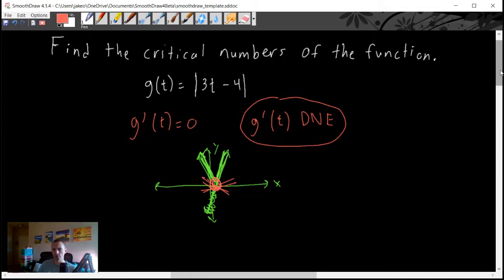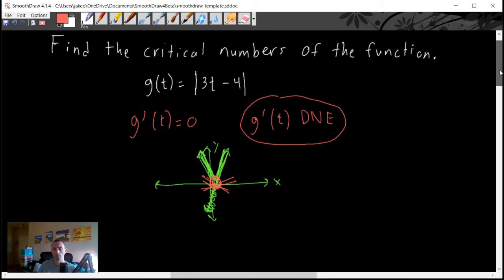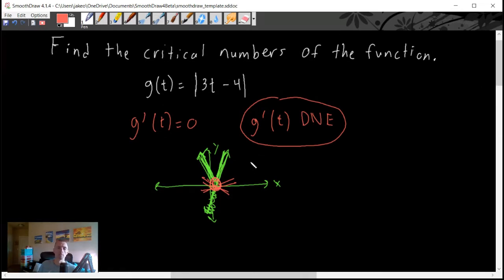Now, how do we actually figure that out? There are two approaches we could take here. The first one would be to graph it and look at where this corner is, and then think about how we might figure out what x value makes that situation happen. The other one is to think of this absolute value function as a piecewise function, right?